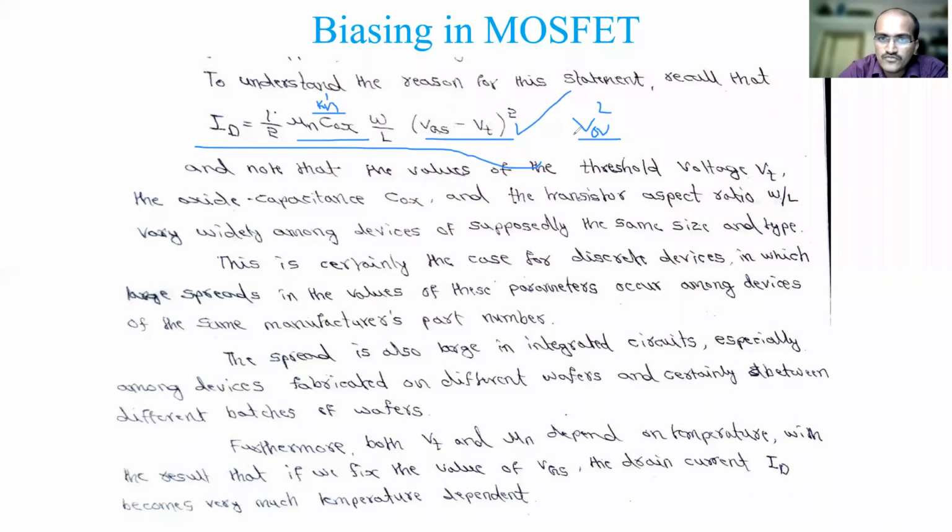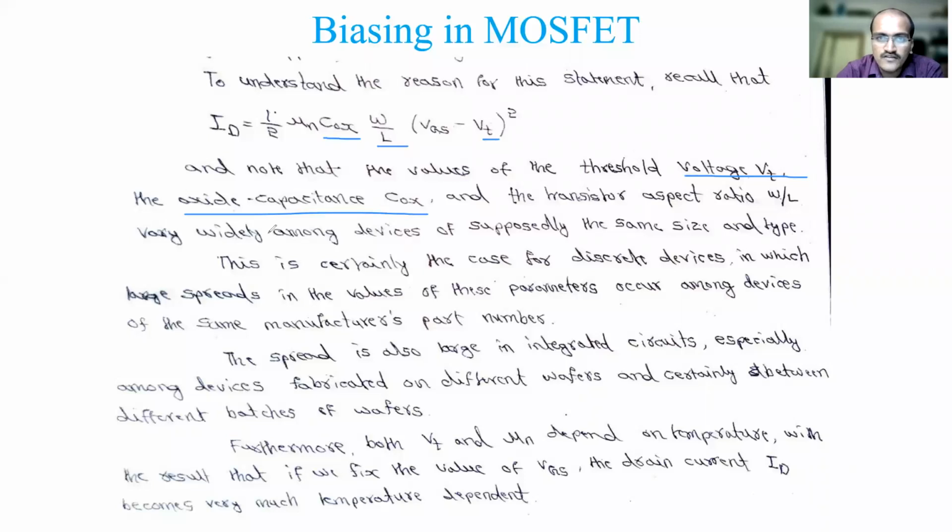So these are also a little compressed. This can be substituted, VGS minus VT as this, mu n COX as Kn dash. It is also an equally good equation. And note that the values of the threshold voltage VT and the oxide capacitance COX, all these terms we have seen with respect to MOSFET, the oxide layer thickness, this threshold voltage and the transistor aspect ratio W by L, vary widely among devices of supposedly the same size and type.